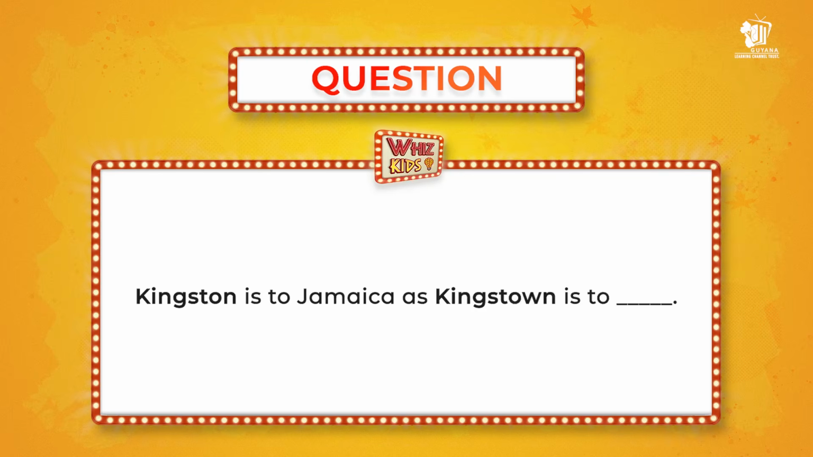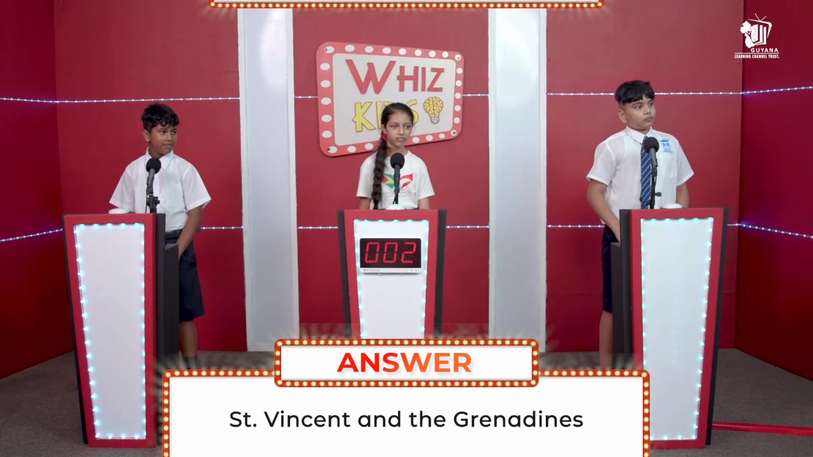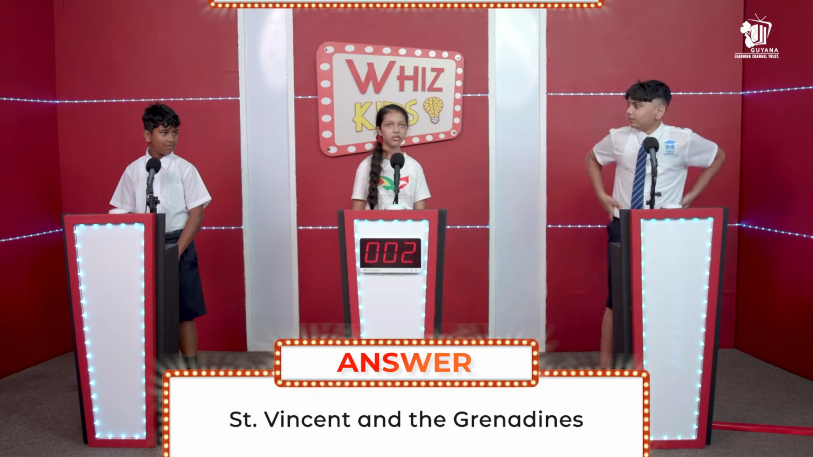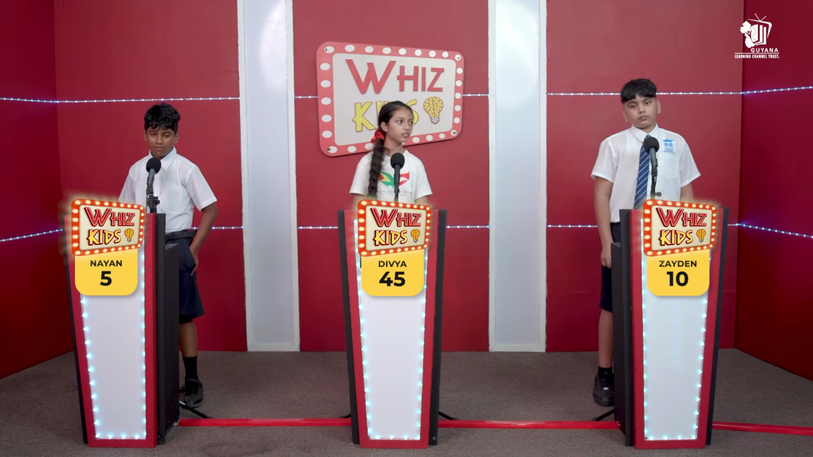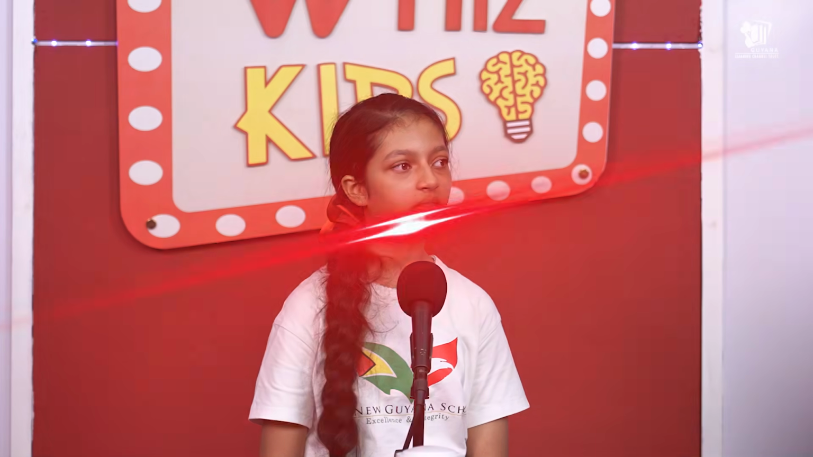Kingston is to Jamaica as Kingstown is to blank. Divya, St. Vincent and the Grenadines. That is correct. It is St. Vincent and the Grenadines. Good job. Science, please.